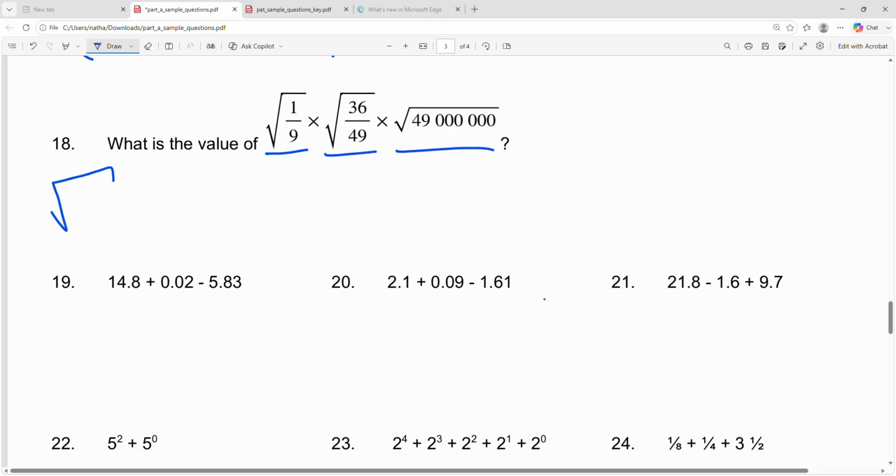All right, so we have 1/9. We can take the square root of 1, which is 1. We can take the square root of 9, which is 3. That's an easy one, okay? Done.